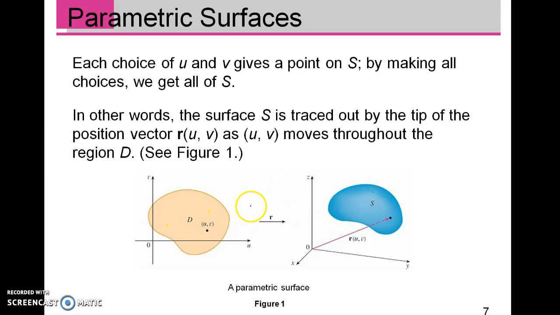So each choice of u, v gives a point on S. By making all the choices, we get all of S. So in other words, the surface S is traced out by the tip of the position vector r of u, v as u, v moves throughout the region D. So you can imagine r of u, v moving and just tracing out that surface for all u, v in D.